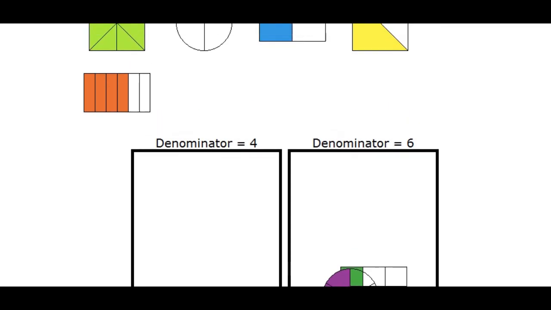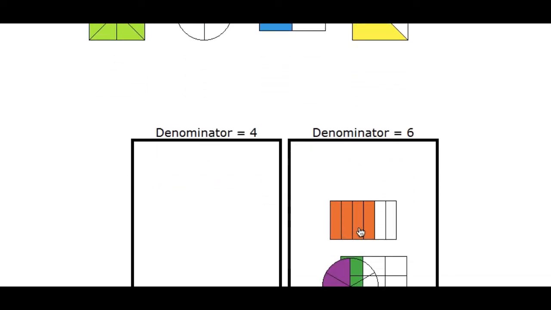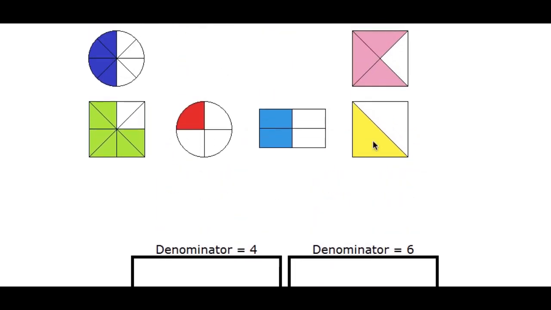Let's try this one. The orange one? Yes. Okay, this goes in 6. Let's find out if it goes. There is 3 and 3. Yes, 6. Perfect. Anything else? Let's just check this one.